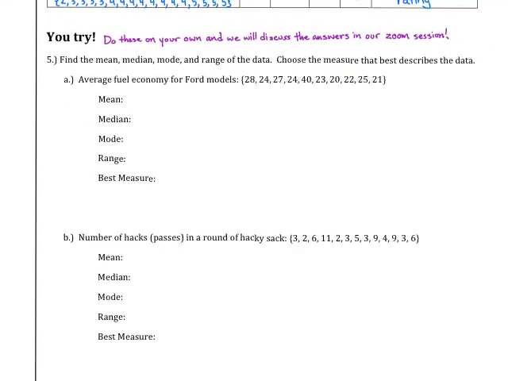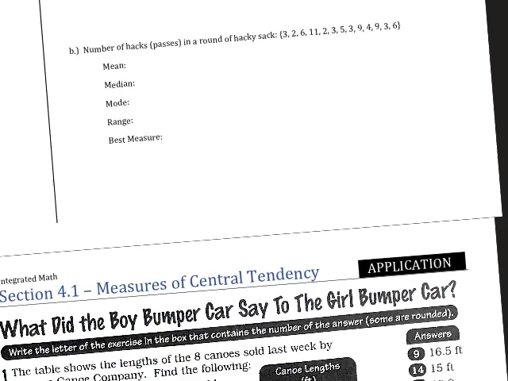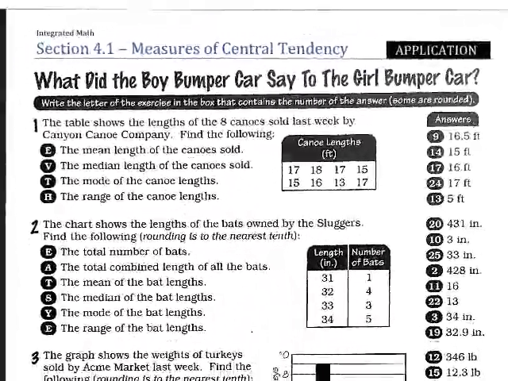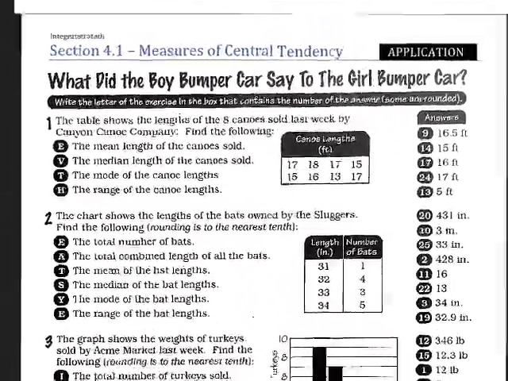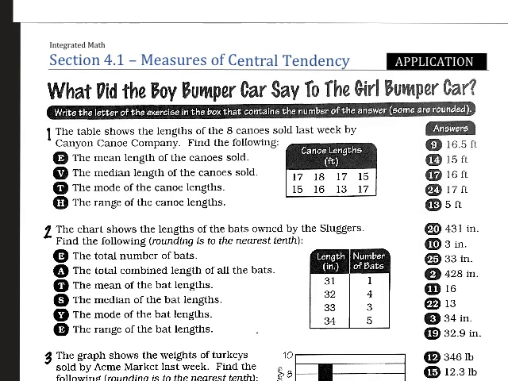So yeah, 5A and 5B, I just want you to try these on your own. Find the mean, median, mode, and range, and then tell me what the best measure is. And let's take a look at the application. I'll get you started on this just so you know how to follow the directions. The rest of the stuff you should be able to do on your own. It can be a little bit tricky, but that's the point, all right? I want you to struggle a little bit so that you can overcome that struggle.